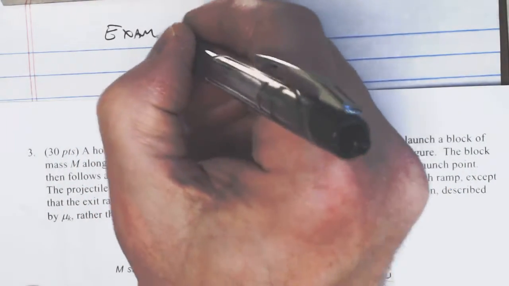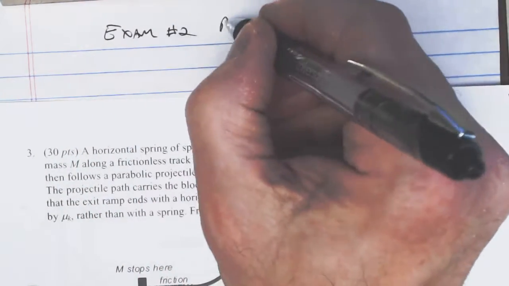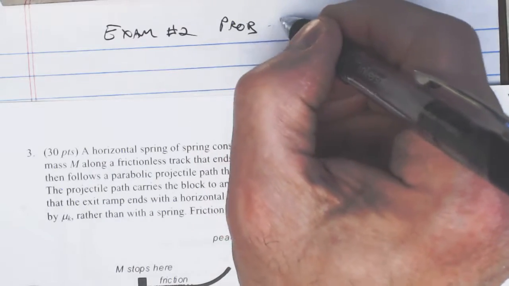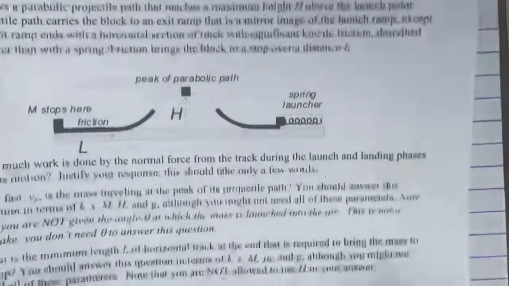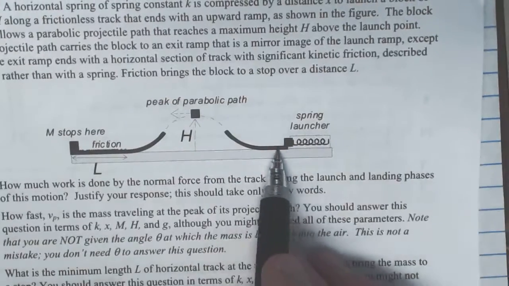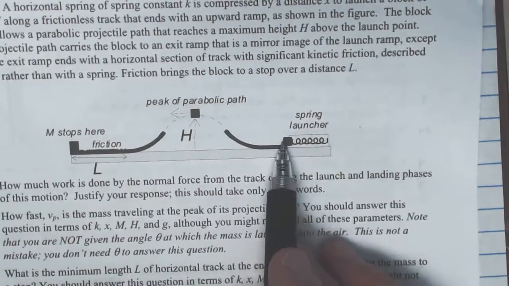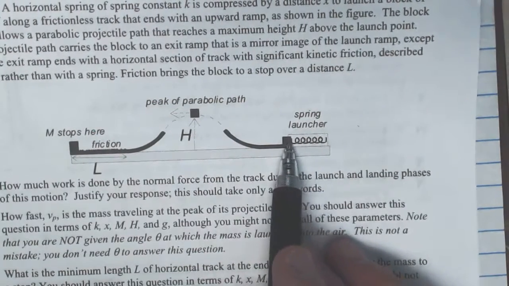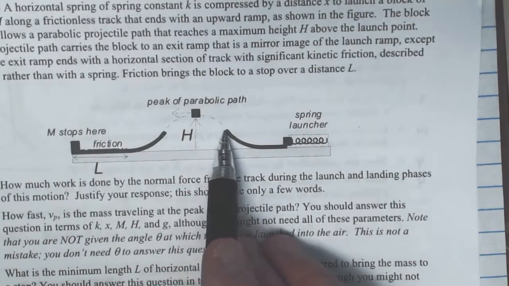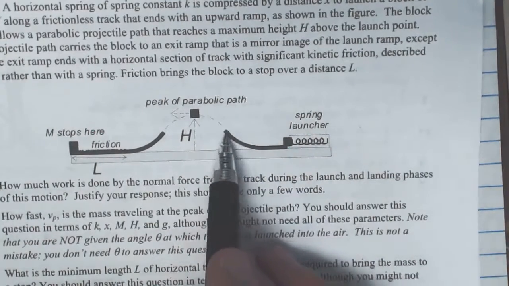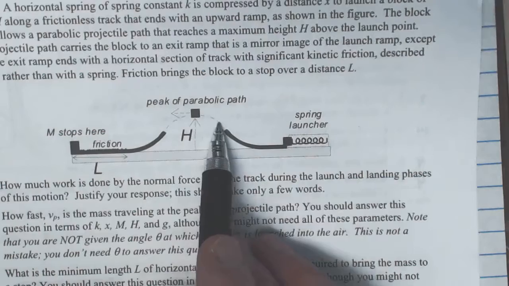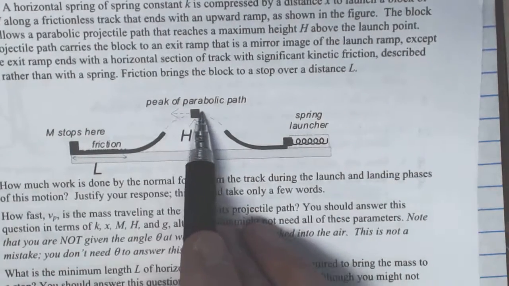So problem number 3 on exam number 2 has a ramp that you can use to launch a block, well, a spring that you can use to ramp a block up a ramp. You're not told the angle at which it's launched, but when it gets to the end of the ramp, it's traveling at some angle in a parabolic path.